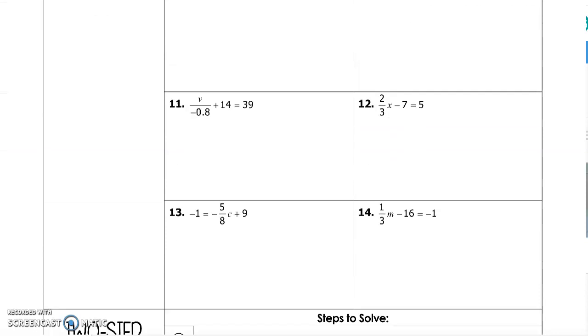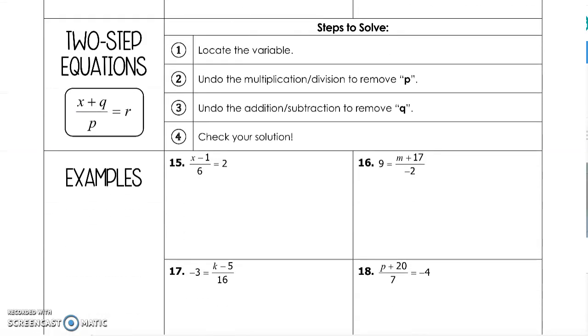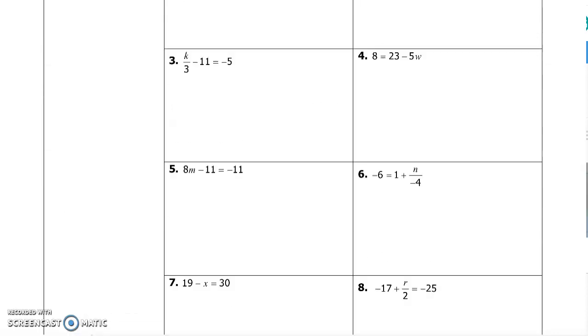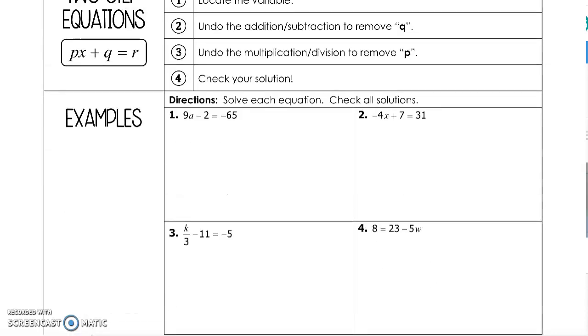If you look on the back and down at the bottom, sometimes you're going to have what I call big fraction problems. So this one, you actually get rid of the division first by multiplying. So once in a while you're going to multiply first, but as a rule of thumb, you will almost always add or subtract first.